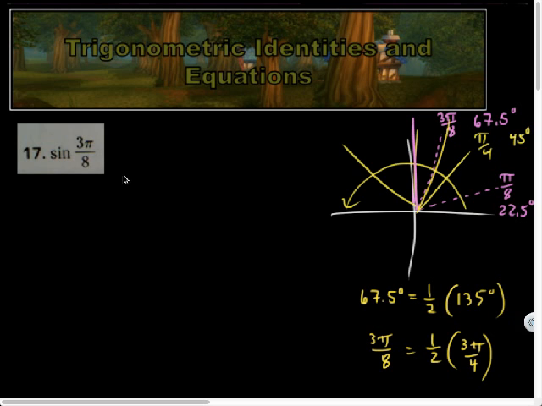So let's see, I'm using green here. So sine of 3 pi over 8 is the same as sine of 3 pi over 4, all divided by 2. Agreed? Agreed.